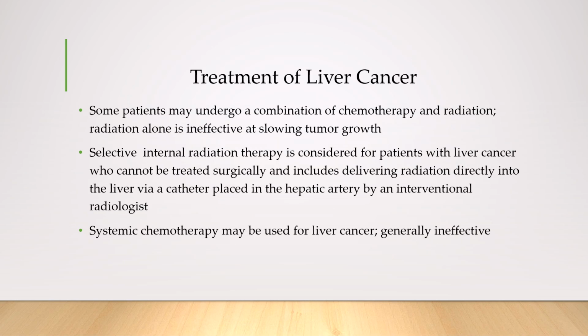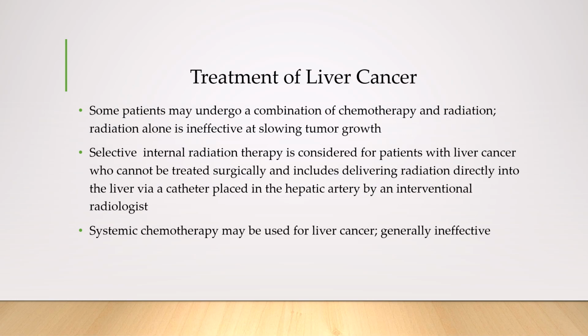And then treatment of liver cancer. Some patients may undergo a combination of chemotherapy and radiation. Radiation alone is ineffective at slowing tumor growth. Selective internal radiation therapy is considered for patients with liver cancer who cannot be treated surgically and includes delivering radiation directly into the liver via a catheter that is placed in the hepatic artery by an interventional radiologist.